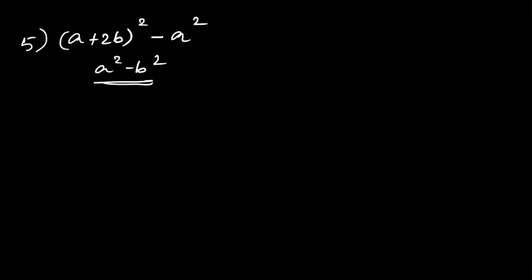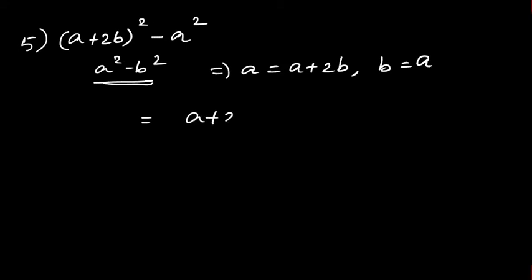Fifth question, factorize a plus 2b the whole square minus a square. So if you look at the question is already in the form a square minus b square. So here a value is a plus 2b and b value is a. So substitute in the formula. So a plus b, we get a plus 2b plus a into a minus b, we get a plus 2b minus a.